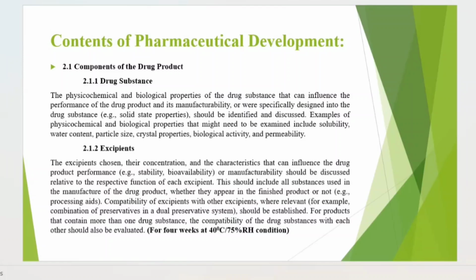Examples of physicochemical and biological properties that might need to be examined include solubility, water content, particle size, crystal properties, biological activity, and permeability. So these are some of the examples of the physicochemical and biological properties. The next is excipients.